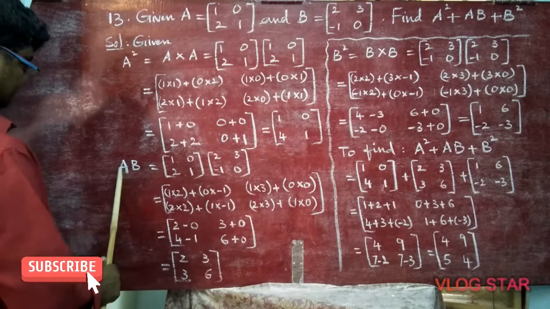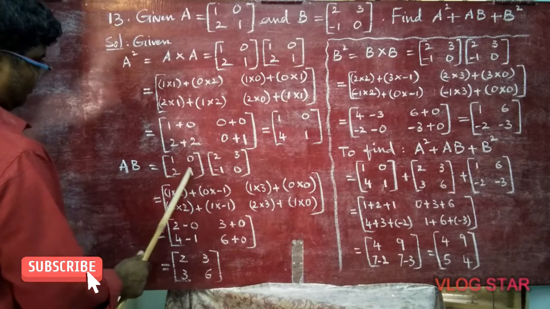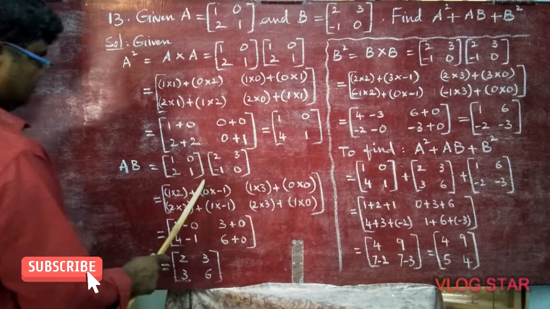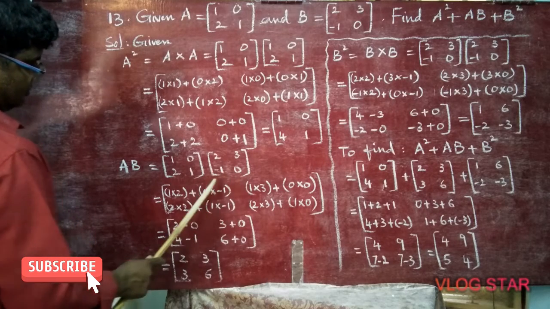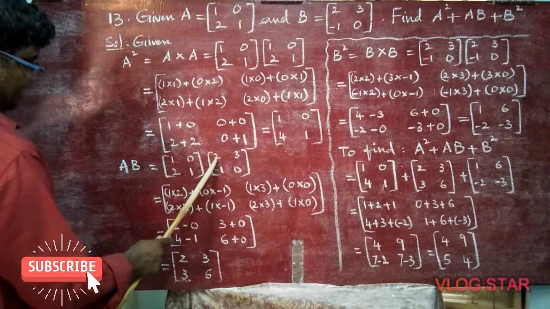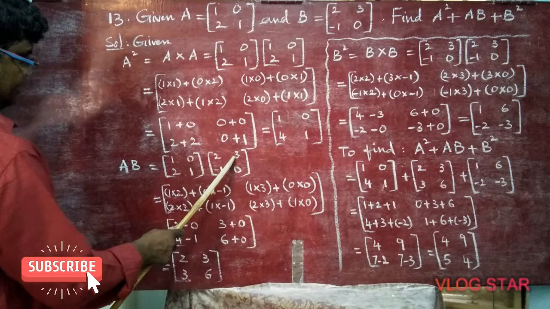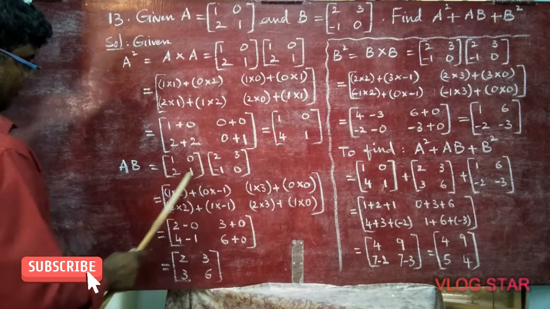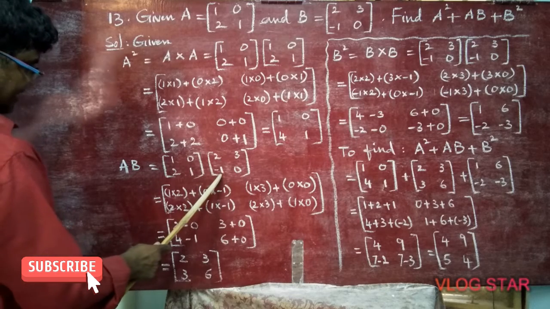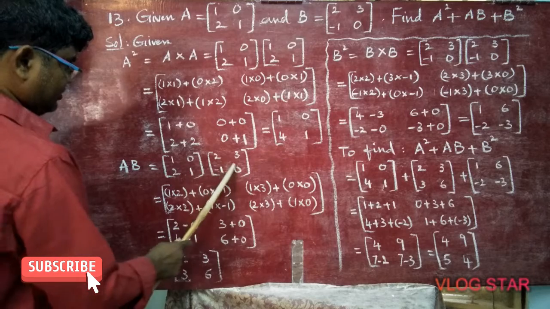Next term is AB. AB means A into B. A is matrix [1, 0; 2, 1] and the matrix B is [2, 3; -1, 0]. Now columns are equal to rows, so multiplication is possible. Next row with the column, so 1 into 2 plus 0 into minus 1. Second element, 1 into 3 plus 0 into 0. Third one with second row, 2 into 2 plus 1 into minus 1. Next last one, 2 into 3 plus 1 into 0.